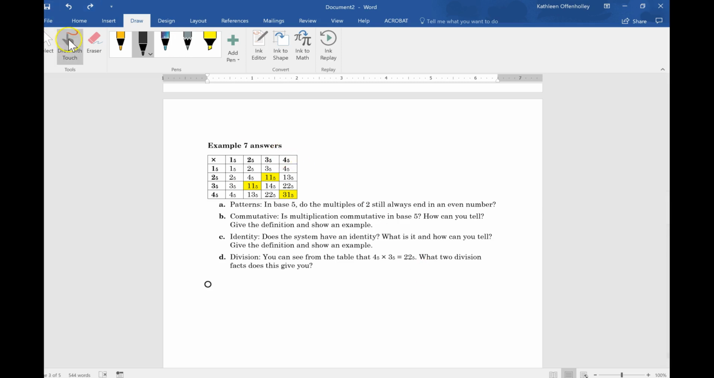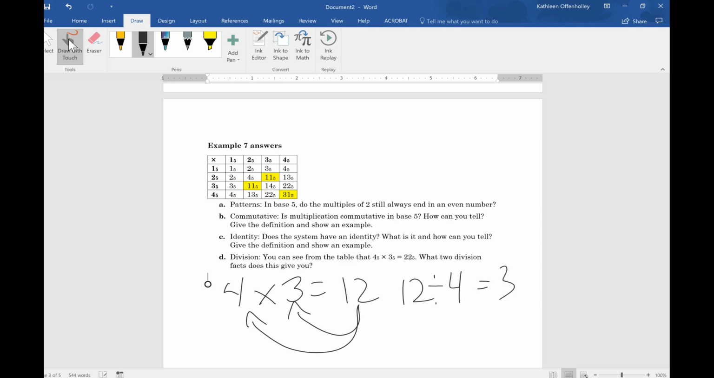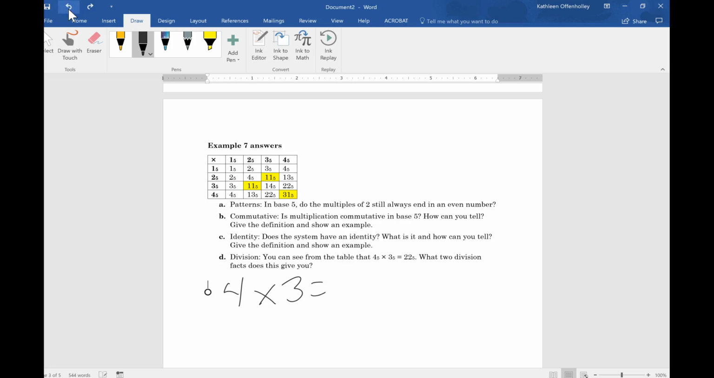Well, let's go back to base 10 for a second. If I were only in base 10 and I said, I know 4 times 3 is 12, that means I know the following division facts. I know 12 divided by 4 is 3. I also know 12 divided by 3 is 4. So let's go back and say, instead of 4 times 3 is 12, in this setup, I know that 4 times 3 is 22. So what division facts does that give me?